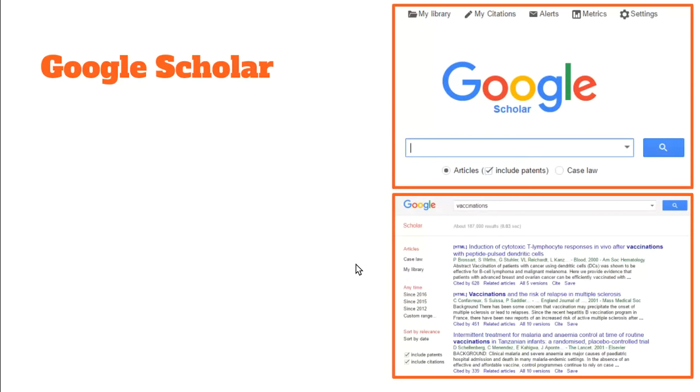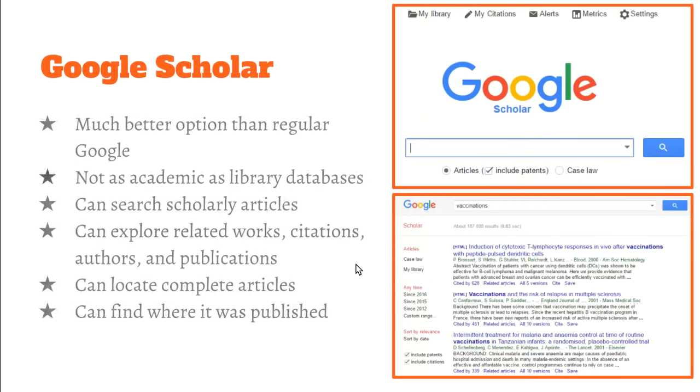Lastly, although I do not want you to be using Google Scholar for this paper, I want you to be aware of what Google Scholar is. Okay, it's a better option than Google. It's not as academic as library databases, but you can search scholarly articles, and you can look at related works, citations, authors, publications. You can find complete articles and where it was published.